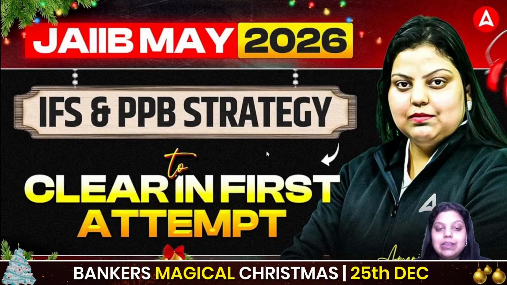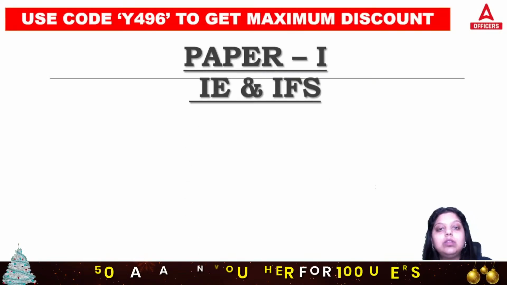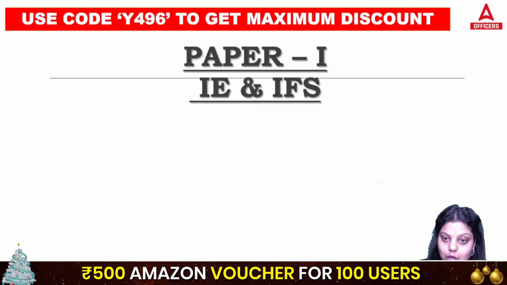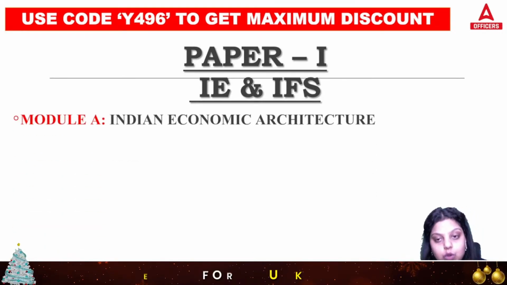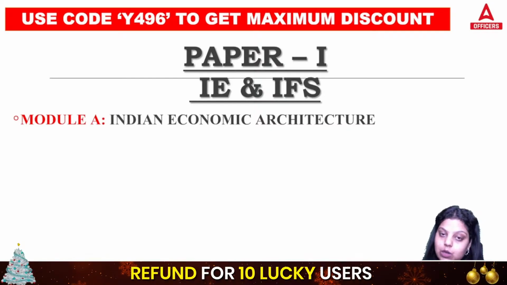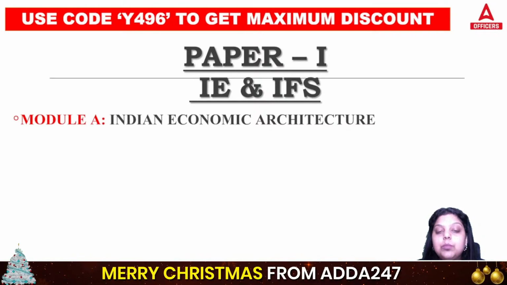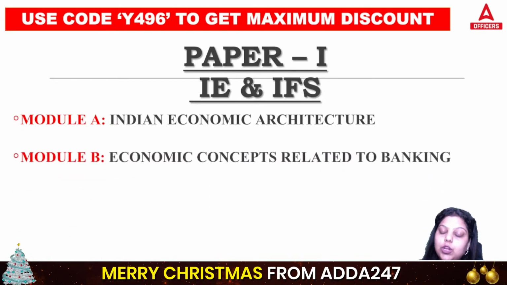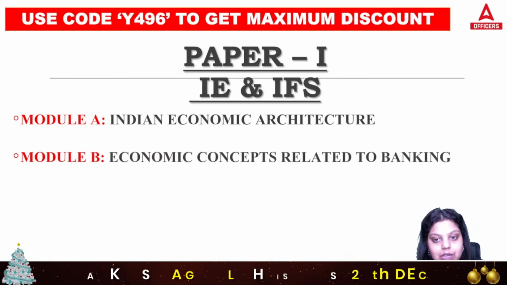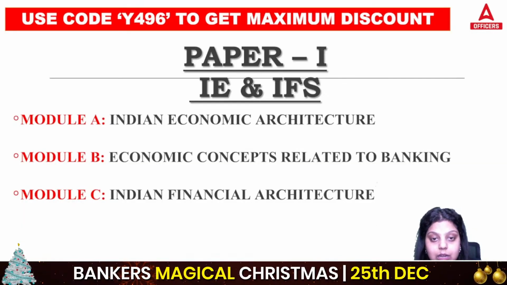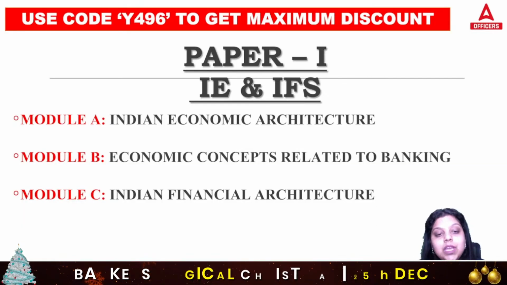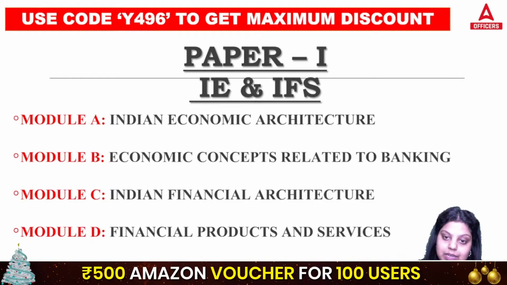Okay, so let's start. First of all, paper one of yours is Indian economy, Indian financial system. It covers 4 modules. Module 1 is Indian economic architecture. Module 2 is your economic concepts related to banking. Module 3 is Indian financial architecture. And module 4 talks about financial products and services.